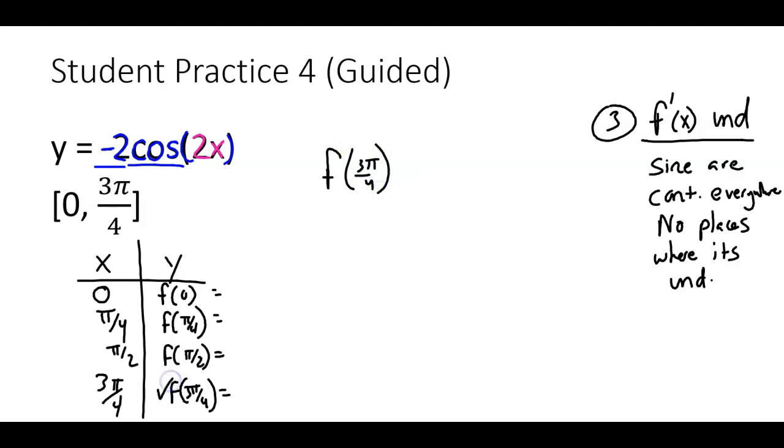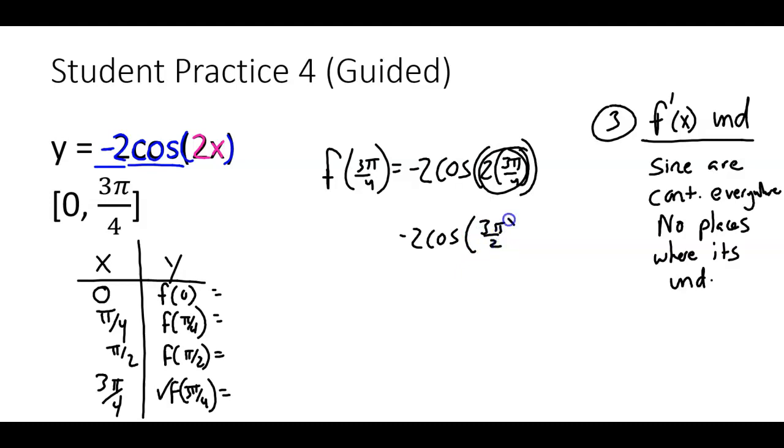This one down here. All right, so I take my original function, and I'm going to plug in 2, and then I'm going to plug 3 pi over 4 in next to that for x. So if I multiply those together, I get 6 pi over 4. And 6 pi over 4 reduces to 3 pi over 2. Then I would look at my chart, and I would see what is cosine of 3 pi over 2, and I would find out that that is 0, and negative 2 times 0 is just 0. So this one is 0.